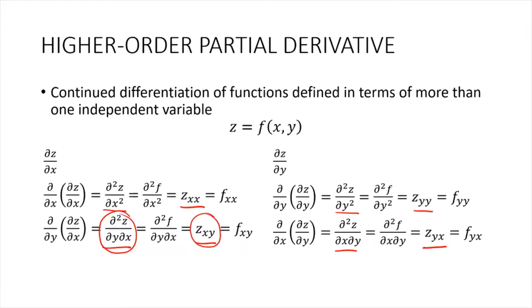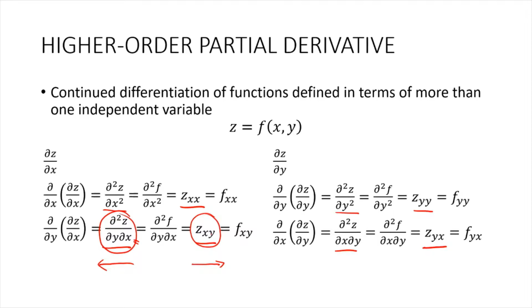If we use this notation here, the order of differentiation is from right to left. So with respect to x first, and then with respect to y. And its equivalent subscript notation, the order is from left to right. So right to left for this one, and then left to right for the subscript. So they mean the same thing: the second partial derivative of z with respect to x first, and then with respect to y.